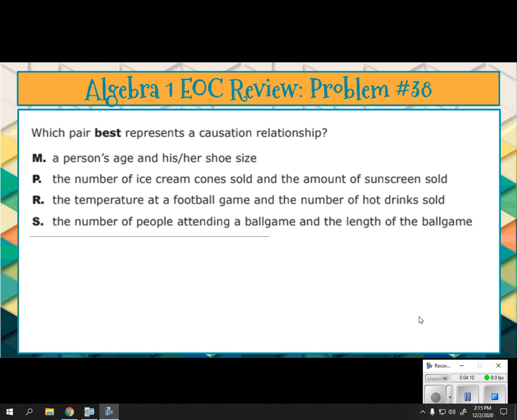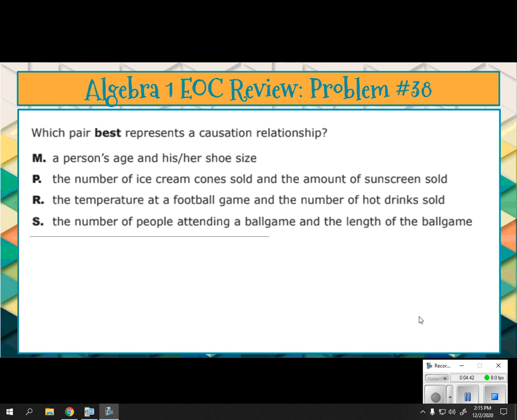All right, we're going to skip to S because that is also not going to be a causation relationship. The baseball game is not going to last any longer or shorter based on the number of people attending, and the people attending aren't going to affect the baseball game. So those two are not really going to have an effect on each other. They kind of go together, and you could maybe even collect data on it, but one should not cause the other to happen.